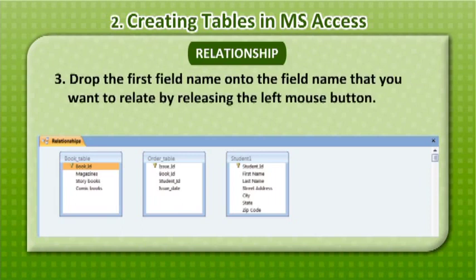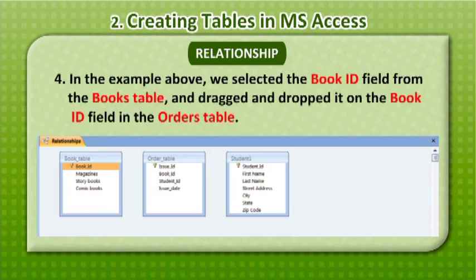3. Drop the first field name onto the field name that you want to relate by releasing the left mouse button. 4. In the example above, we selected the book ID field from the books table and dragged and dropped it on the book ID field in the orders table.